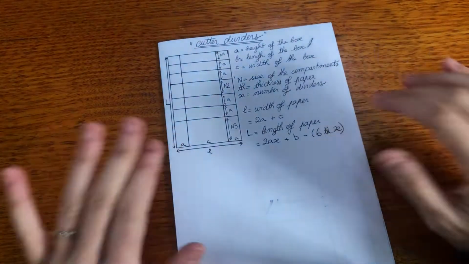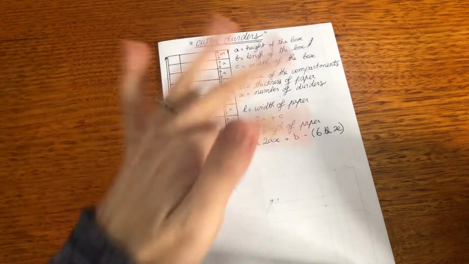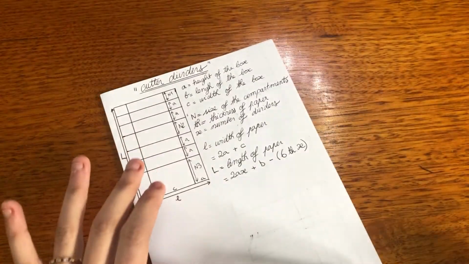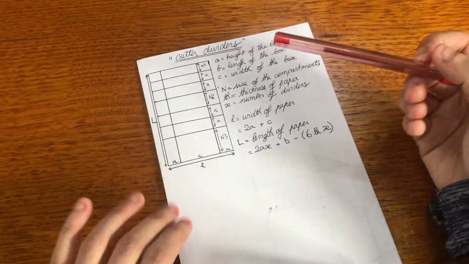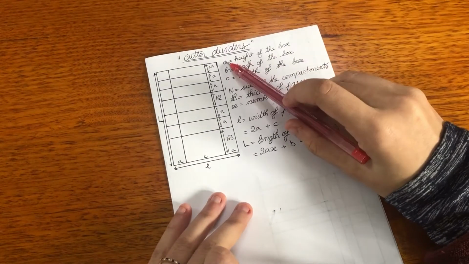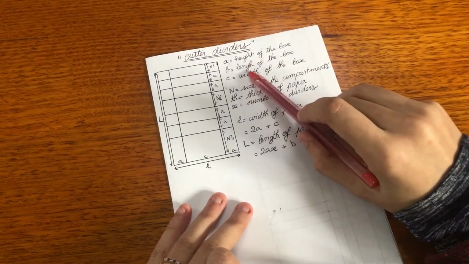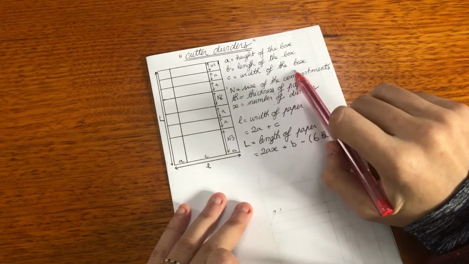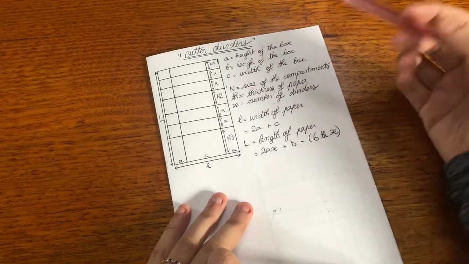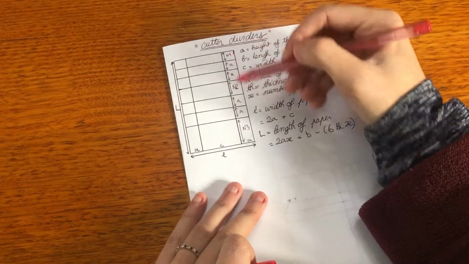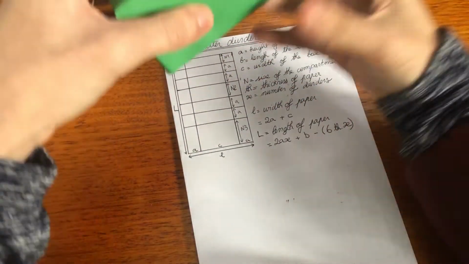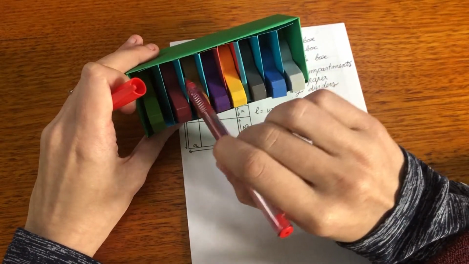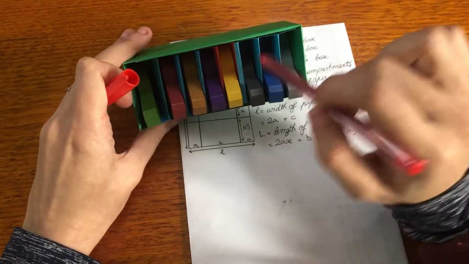Alright, so to get the measurements of your paper, it looks really scary like that, but it's actually not that bad. So I wrote it all down. We'll need several measurements. A will be the height of the box, B will be the length of your box, C will be the width of your box, N will be the size of the compartments, like how wide are these dividers.